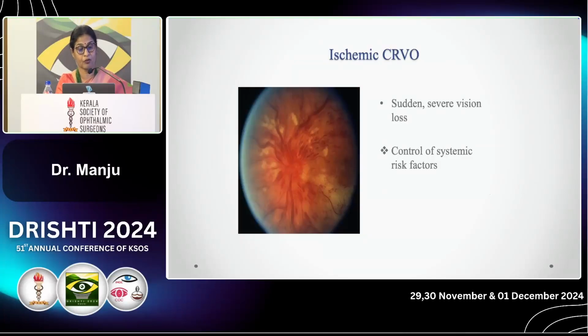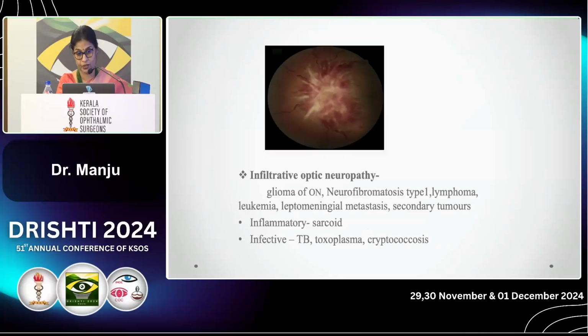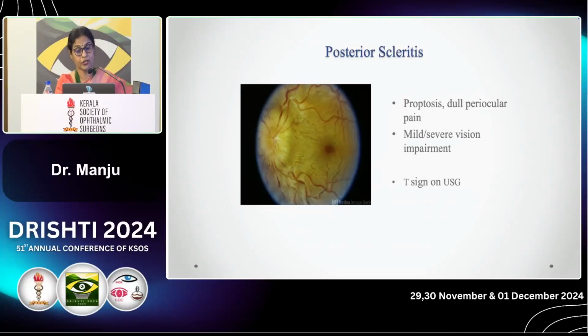Ischemic CRVO, we are not going to misdiagnose this. You can see disc edema, veins are very much tortuous and engorged. You can see hemorrhages and soft exudates extending up to the periphery. Now, compression of the optic nerve may be due to optic nerve glioma or a meningioma of the optic nerve sheath. The disc is swollen, and sometimes you can see opticociliary shunt vessels also. Rarely you can see such a picture due to infiltrations to the optic nerve due to lymphoma, leukemias, or tuberous sclerosis.